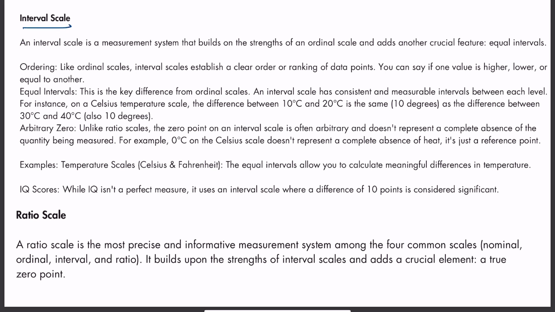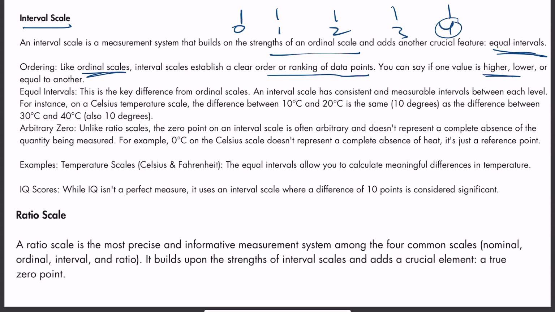It's a measurement that builds on the strength of the ordinal scale and adds another crucial value, which is equal intervals. For example, like ordinal scale, interval scale establishes a clear order ranking. You can say what is higher, what is lower. Let's start from here: 0, 1, 2, 3, 4. So we know 4 is more than 0, or -1, -2, -3. And we also know the strength. This is 1, this is 2, a difference of 1 on each side.